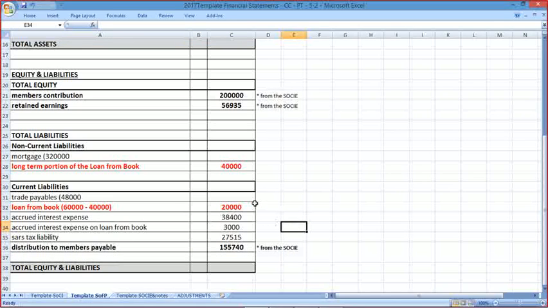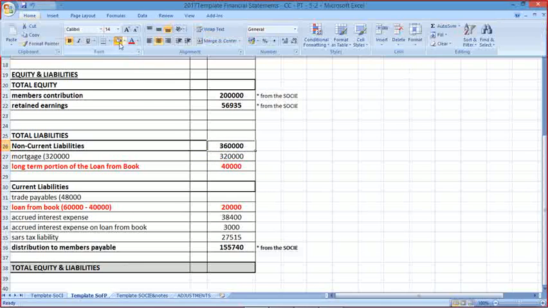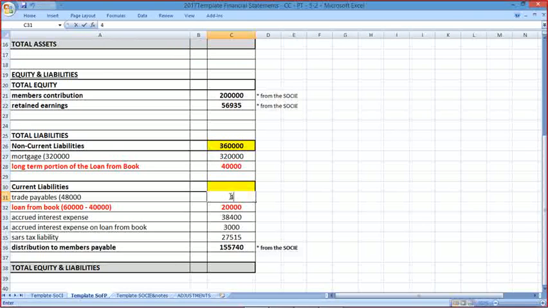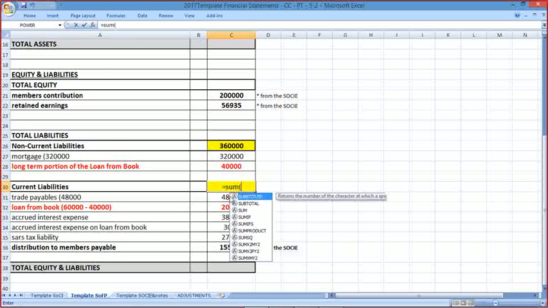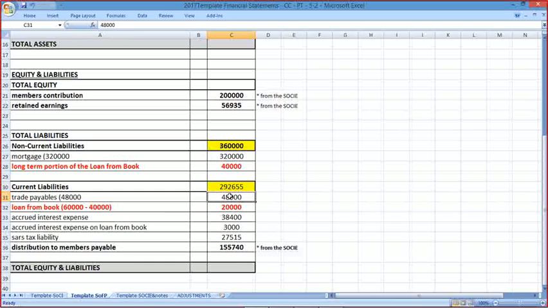Alright, so now you've completed the SOCI and you've posted everything through. All you need to do now is tally up. Okay, so let's total up all of this stuff. Sum up my non-current liabilities and my current liabilities. Non-current liabilities is 360. What is your current liabilities? 292,655. Okay, so my total liabilities would be what? The sum of the two. Non-current plus current.